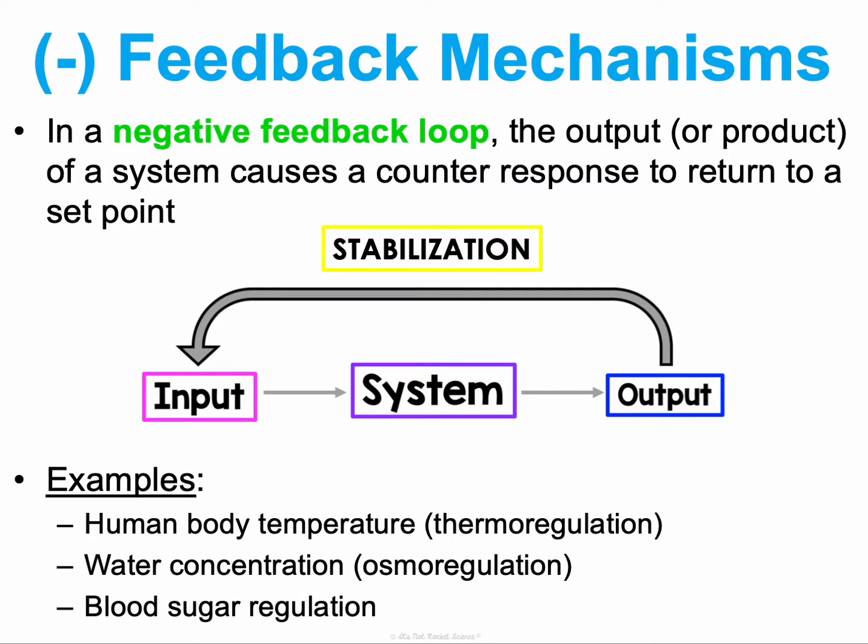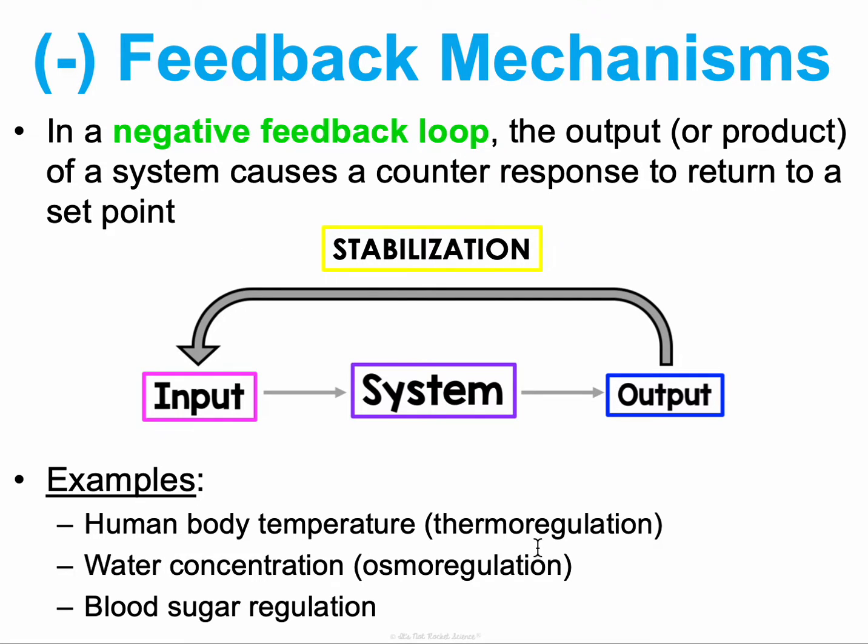Then with a negative feedback mechanism or a negative feedback loop, the output or product of a system causes a counter response to return to a set point. So our body receives a response, it causes the organ to create the output of whatever is needed to counter that response, and it basically goes through this loop. Instead of amplifying, it's going to be a stabilization effect.